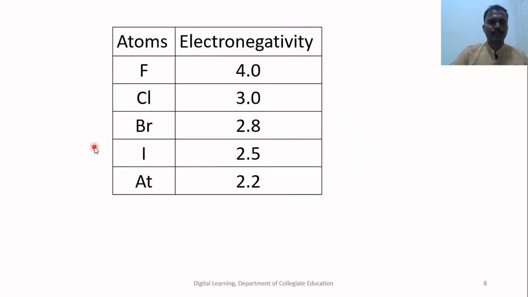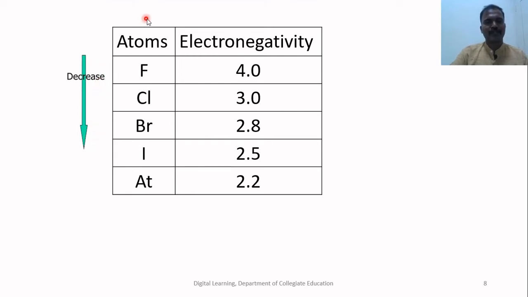When we move down the group, the electrons are being added into new energy levels. So no doubt the addition of electrons increases the effective nuclear charge, but it is overcome by the newly added shell. So the increase in effective nuclear charge is not enough to attract the shared pair of electrons towards itself. So that's why when we move down the group, the electronegativity goes on decreasing.